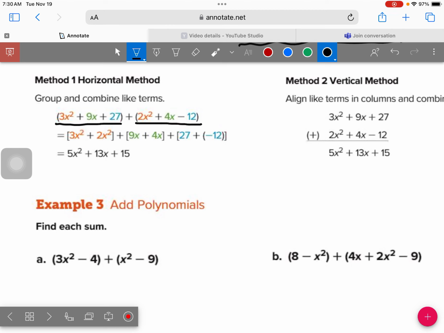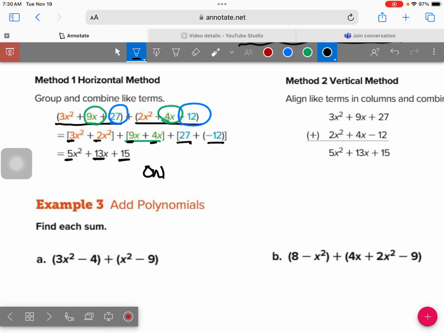All right? And they put the x squareds together in orange: 3x squared plus 2x squared. Then they put the x's together, 9x plus 4x. And then they put their constants together, 27 plus negative 12. Notice when you add, you are only adding the coefficients. So 3 plus 2 gives you 5. 9x plus 4x gives you 13x. And 27 plus a negative 12 gives you 15.